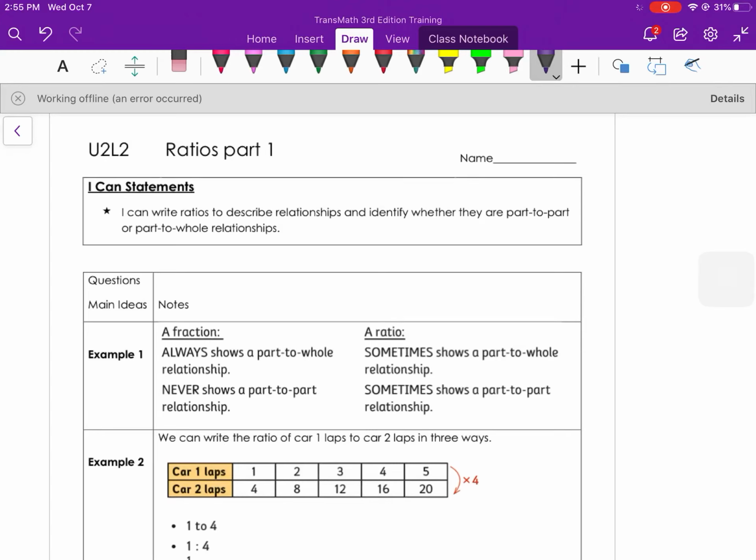Hey class, the second lesson for Unit 2 is going to be an introduction to ratios.